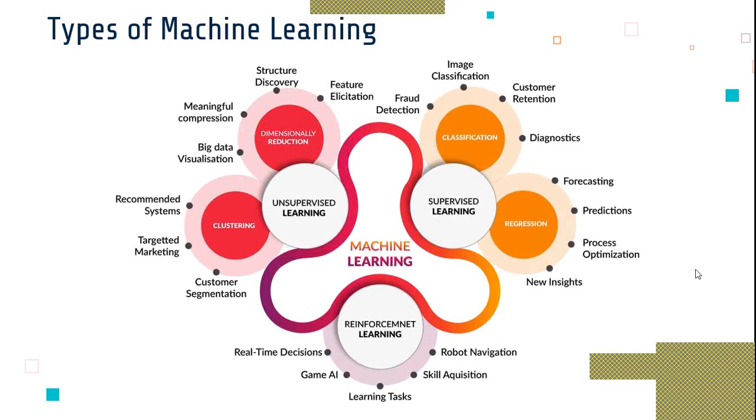In the last lecture we have seen what are the different types of machine learning. This was just the introductory part we completed in the last lecture. Machine learning is broadly divided into three types: unsupervised learning, supervised learning, and reinforcement learning. So in this lecture we will see in detail what we mean by unsupervised, supervised, and reinforcement learning.